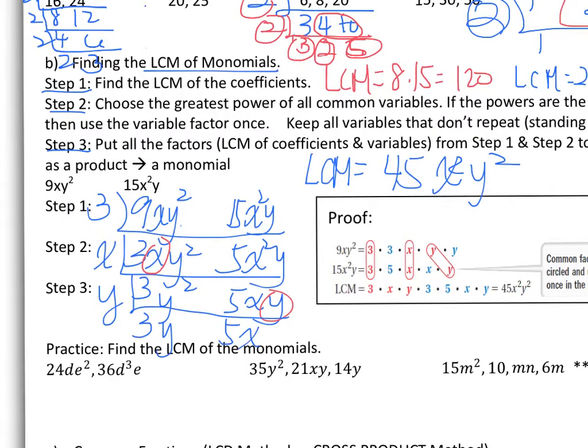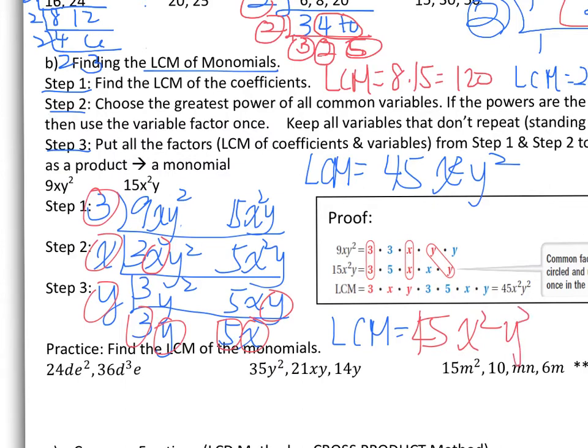Now I'm going to find the LCM. 3 times 3 times 5, 45. X times x is x squared. Y times y is y squared. So we get the same answer.